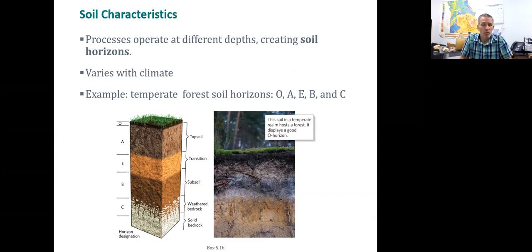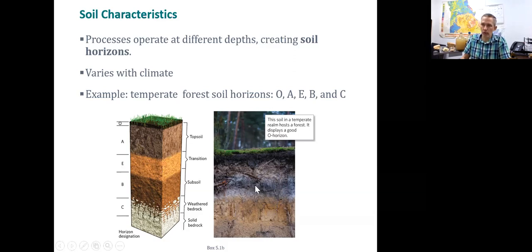telling us that the O horizon is rich in organic material. The A horizon is rich in organic material, but with a lot more minerals. This transition zone E is where we've gotten rid of a lot of the organic material, but some of the clays have washed down. And then beneath that is the subsoil, where all those clays are starting to develop.